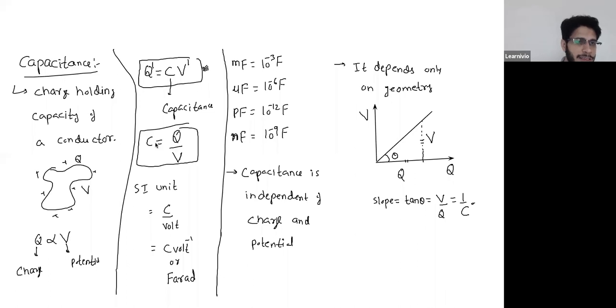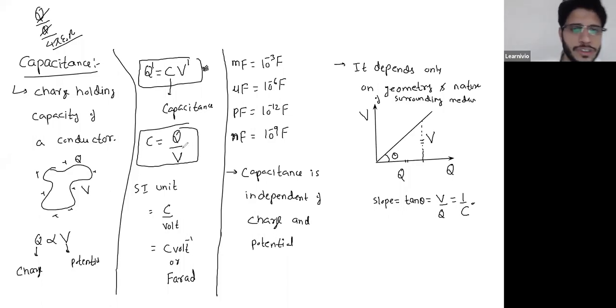From this equation, it seems that capacity depends upon charge as well as potential. But this potential itself depends upon charge. If you consider the case of a point charge, then your potential is Q by 4 pi epsilon naught r. So this charge gets cancelled out with charge. And the term which remains, 4 pi epsilon naught r, is neither charge nor potential, it's simple geometry. That's why we say that it depends only on geometry and nature of surrounding medium. You will get the proof of this statement throughout this chapter, capacitance. In every calculation, you will see that capacity comes out to be independent of Q. So your slope is 1 by C.